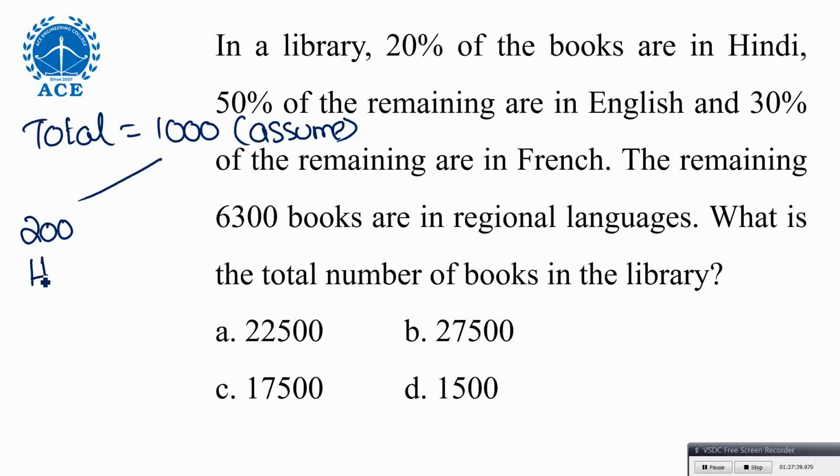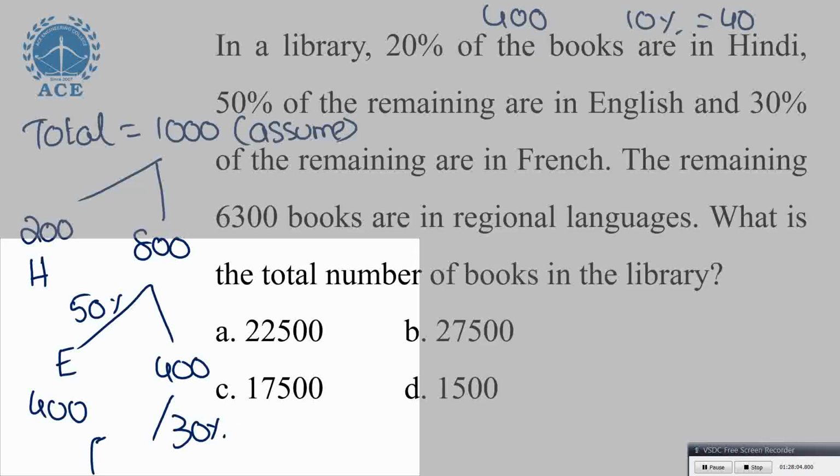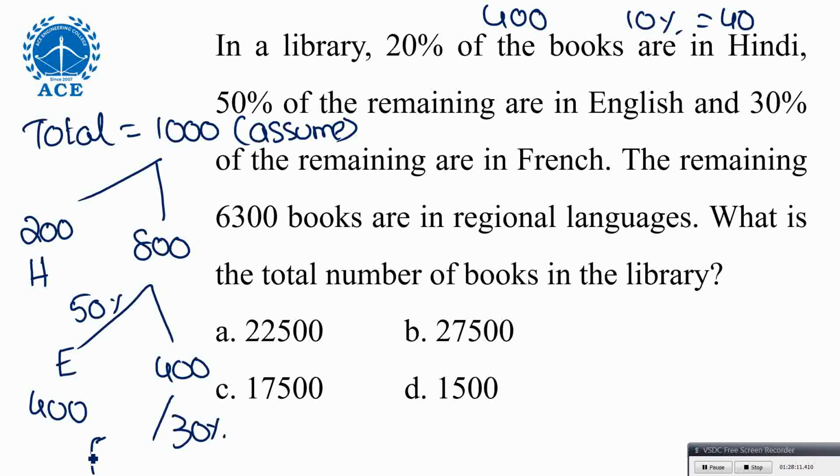Now 20% means 200 goes to Hindi. What is left over? 50% of that is English, means 400 gone. What is left now? Among that, 30% gone to French. For 400, 10% is 40, so 30% is 120. So 120 allocated to French.